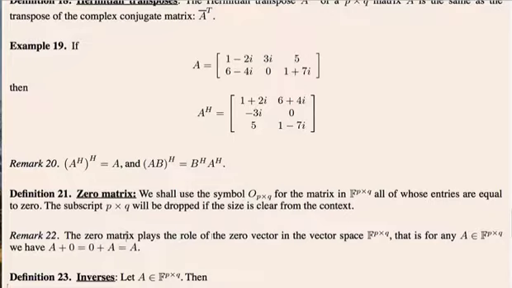The zero matrix plays the role of the zero vector in the vector space of P by Q matrices. That means that if we add the zero matrix to A in any order, A plus 0 or 0 plus A, that just leaves the matrix A there.